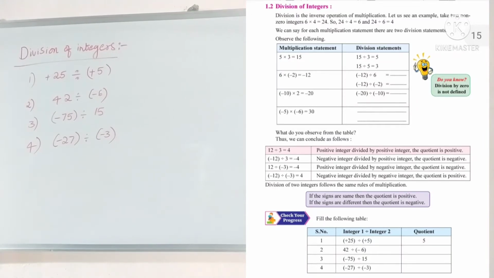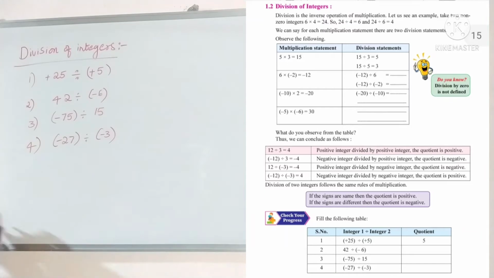Today we are going to learn division of integers and some problems in exercise 1.2 of our first chapter, integers. So already you learned the multiplication of integers, right? In multiplication, if both the integers have the same symbol, then the result will be positive. And if both the integers have different symbols, the result will be negative. Here, this is our check your progress problem.